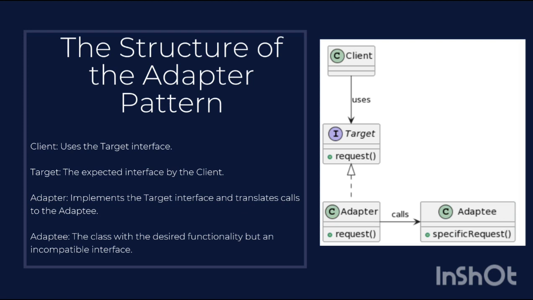The adaptee holds the needed functionality but has an incompatible interface. The client, on the other hand, represents the consuming classes, where the adapter magic unfolds behind the scenes. These components are choreographed to enable interaction between the client and the adaptee. The elegance and power of the adapter pattern, this is the blueprint, is not just a theoretical construct but a roadmap that guides practical application.